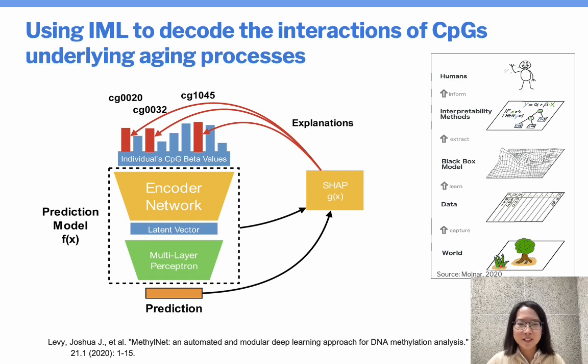So for the world layer, CpGs can influence an individual's biological age. And this was captured in our data, which consists of the methylation data of individual as well as their corresponding biological age. And the black box model is applied to analyze this data. The underlying architecture of the black box model is a variational autoencoder together with a multi-layer perceptron to make the final prediction. And the explainable machine learning method used is called SHAP, S-H-A-P.